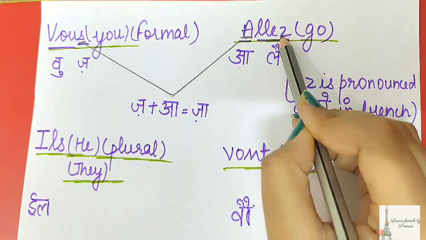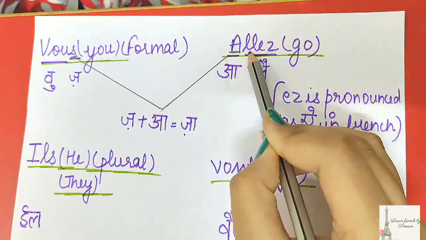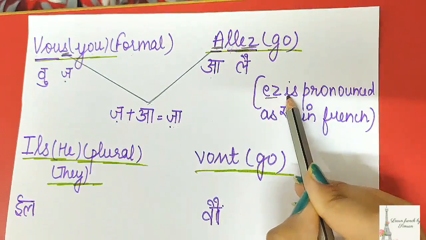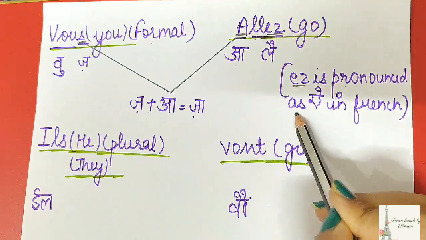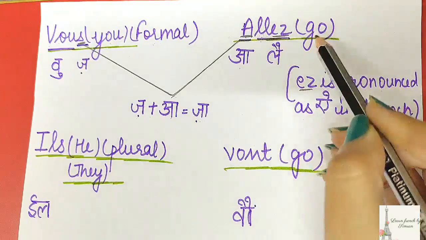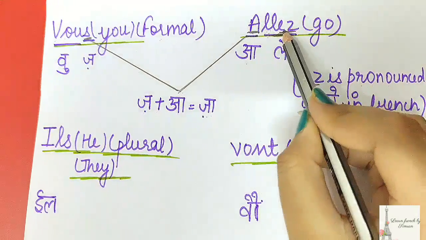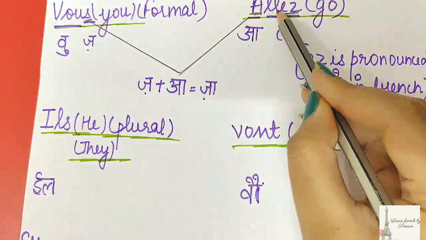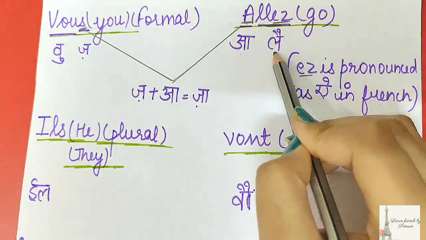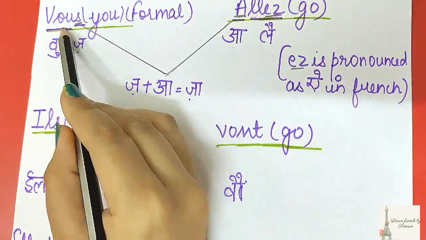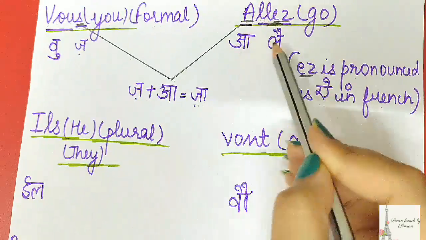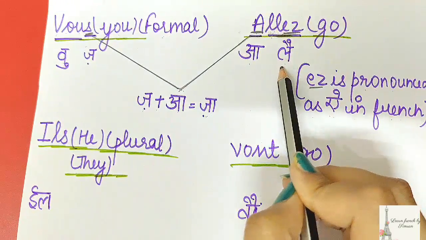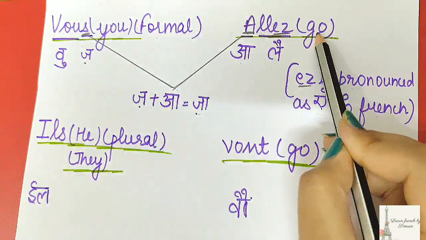Now how we will pronounce this? This is L. Double L will be pronounced as L, and EZ, as I have written here, EZ is pronounced as A in French. So whenever you see this EZ, it will always be pronounced as A in French. So L plus A will become le. So together we will read this now, vous allez. It will become vous allez, which means you go.